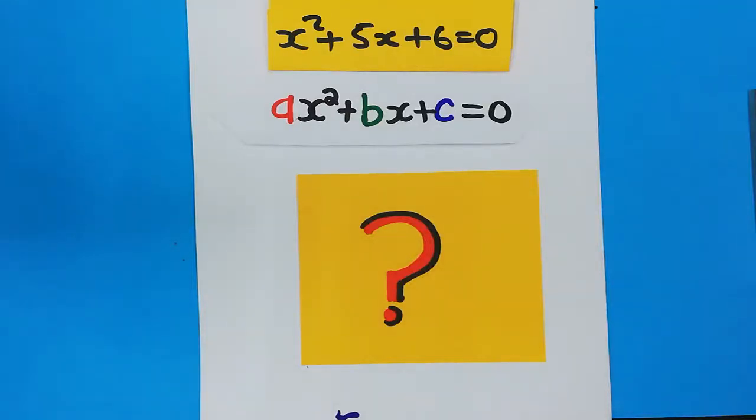In today's tutorial, I'm going to show you how to solve quadratic equations using the quadratic formula.